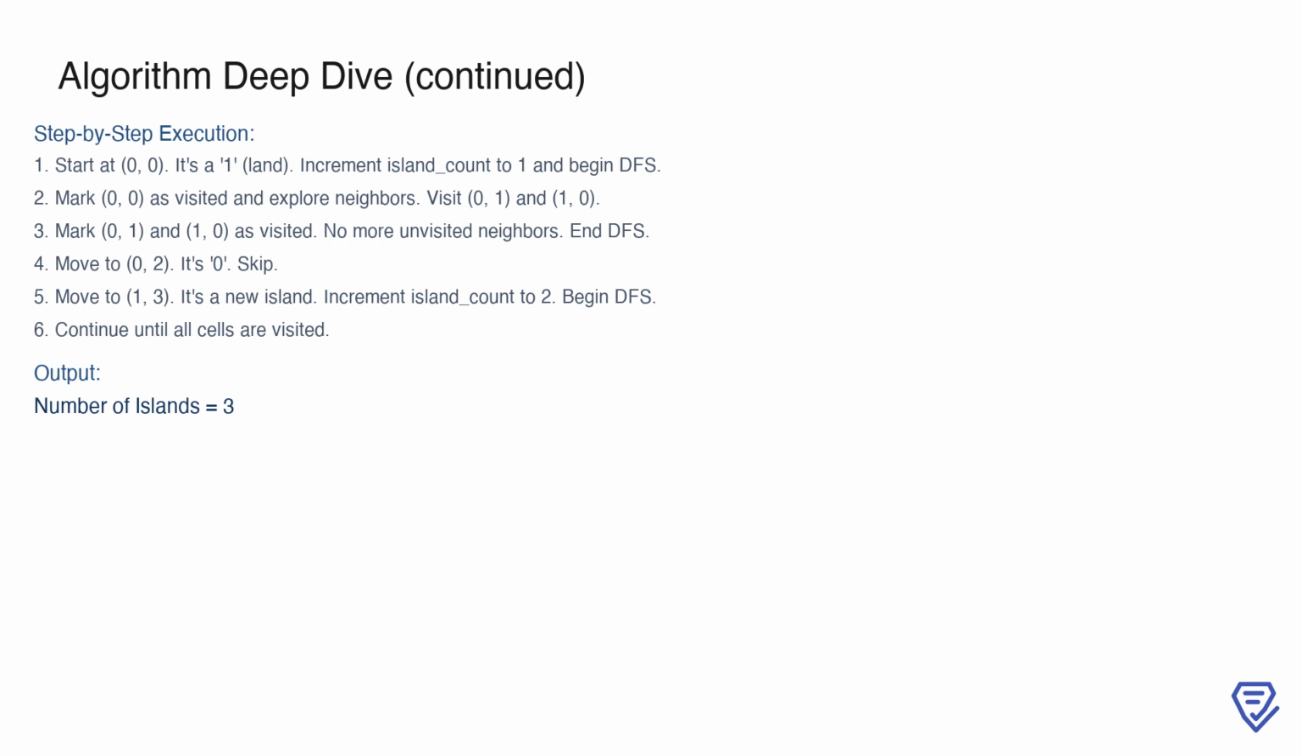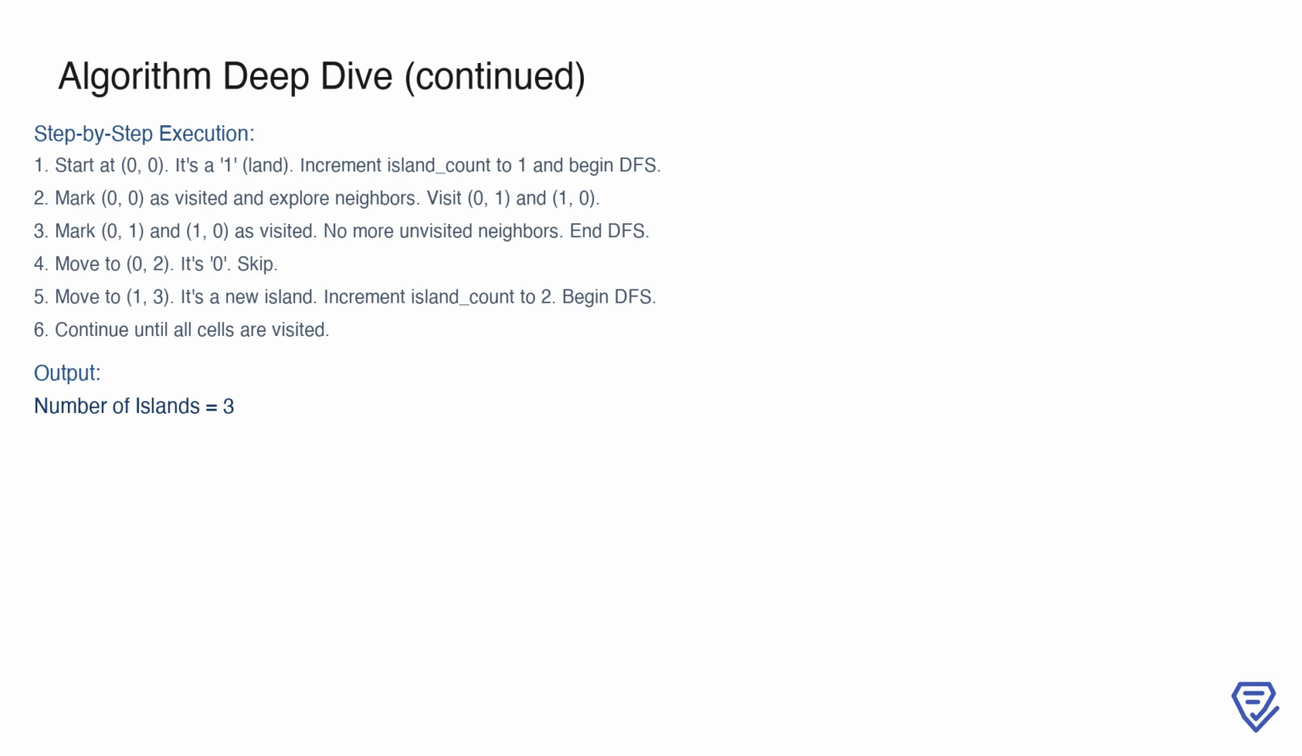Moving to the next unvisited cell, (0, 2), we see it's a 0, so we skip it. We continue scanning the grid and eventually reach (1, 3), which is a new island. We increment the island count to 2 and perform another DFS. This process continues until all cells in the grid are visited. At the end, we find that there are 3 distinct islands in the grid.